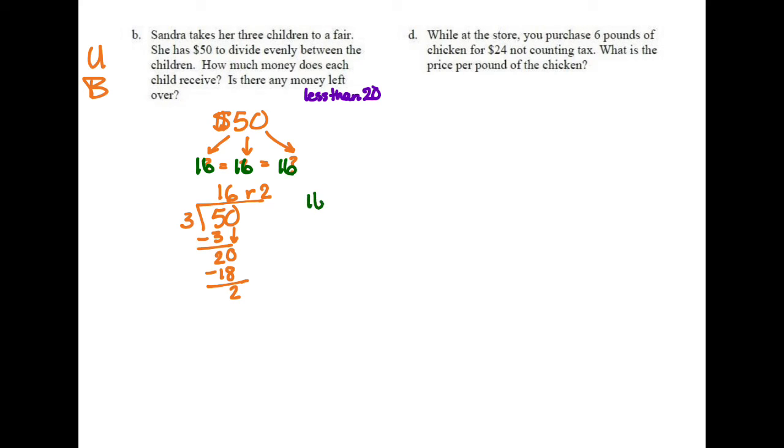Okay, so 16 times 3 is 48. And then the 2 leftover adds on to that to give you the $50. Okay, so how much money does each, I almost said student, each child receive? So $16 each with $2 left over.